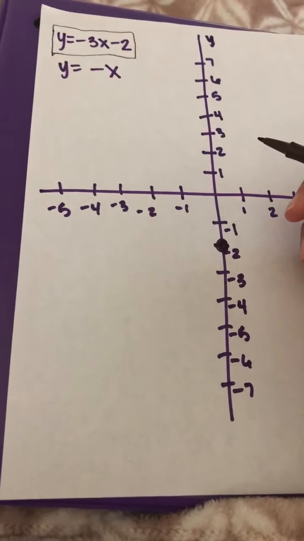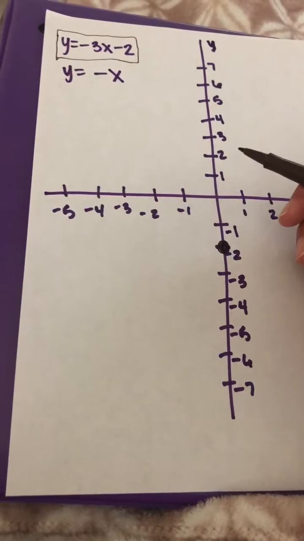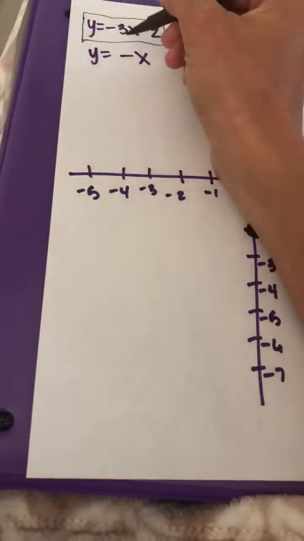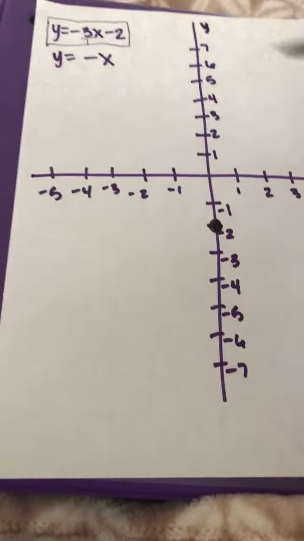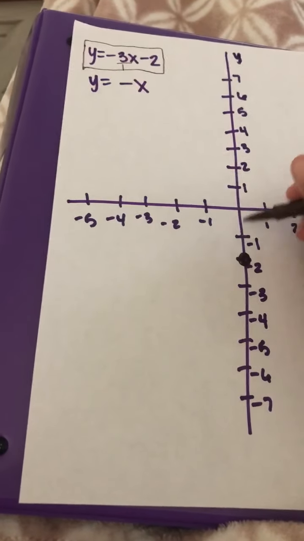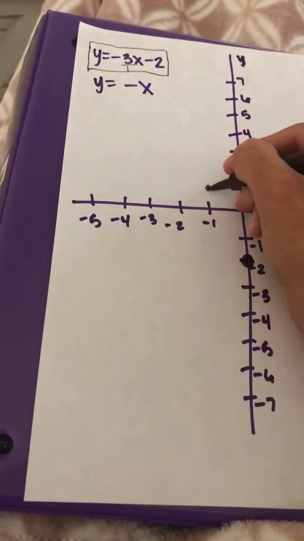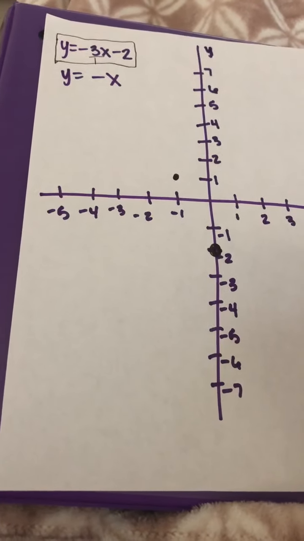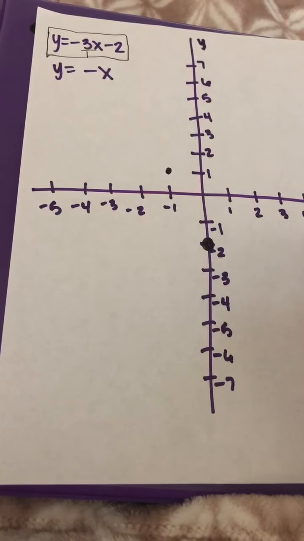Then I look for my slope, and it says -3. But I know that my slope is really rise over run, and a number that I could put under that to give me that fraction is 1. Remember, that does not change the value, so I'm going to go up 3, 1, 2, 3 over 1 and put a point. You may notice that I went up, even though it's negative, and that's totally okay. You can go up or down.